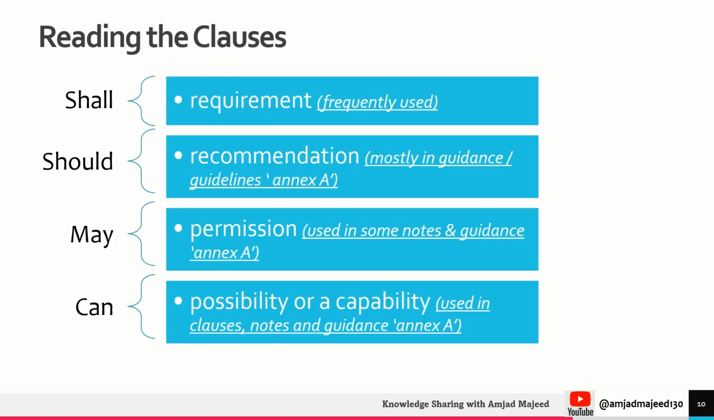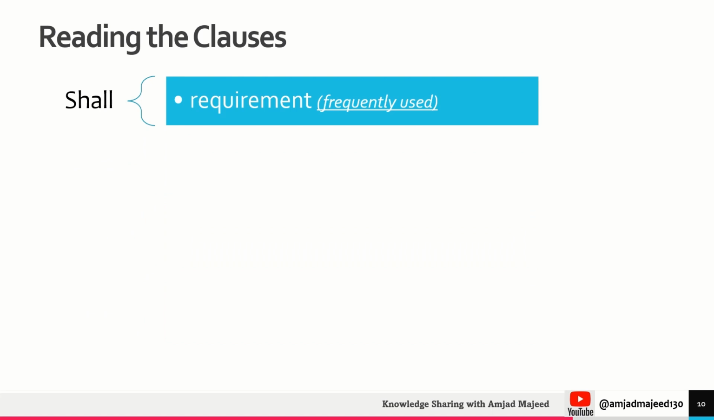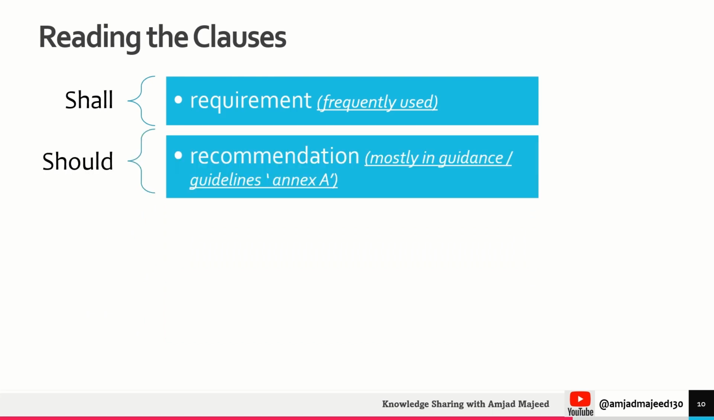Now reading the clauses, how we should be reading these clauses. If you see the standard, there are some words which are used. They are shall, should, may, or can. Now, shall is talking about the requirements, meaning these are the must requirements within the standard. The should refers to the recommendation. Normally, this is used in the guidelines.